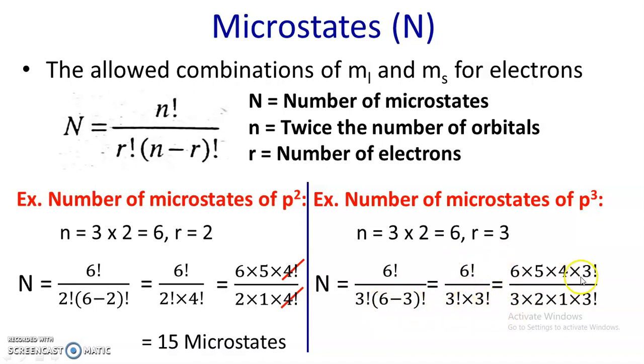When we simplify this, 6 factorial means 6 into 5 into 4 into 3 factorial, upon 3 factorial means 3 into 2 into 1, and 3 factorial. The 3 factorial cancels. So 3 into 2 is 6, and this 6 cancels. So 5 fours are 20. So there are 20 microstates. It means for p3 configuration there are 20 microstates. The meaning of this is that for p3 configuration there are 20 different energy states. Okay, so this is for p3 configuration.